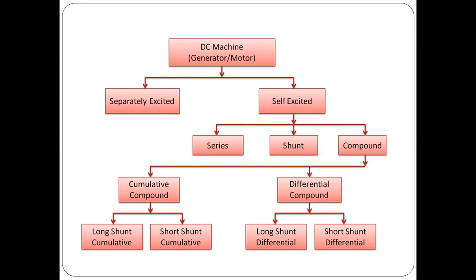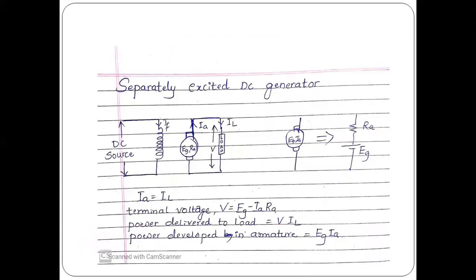So we are classifying based on the placing of field winding and armature winding. We shall study them one by one, step by step here. In the case of the first one, what does a separately excited DC machine mean?